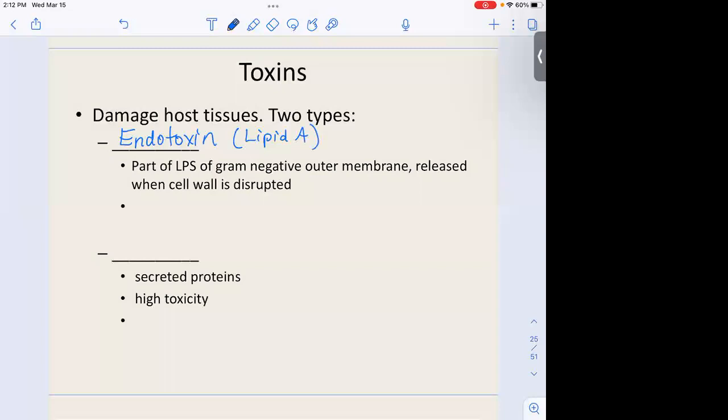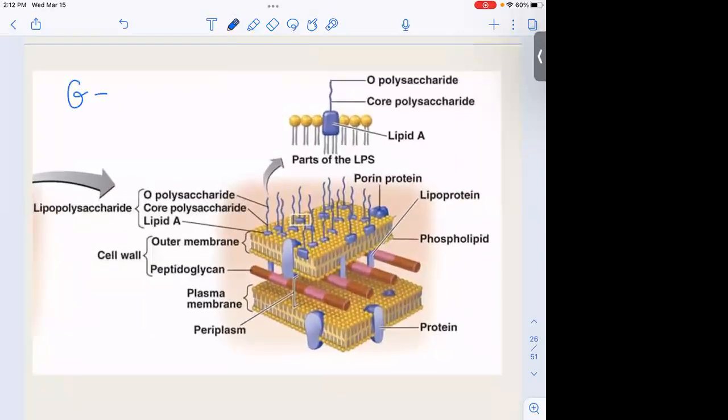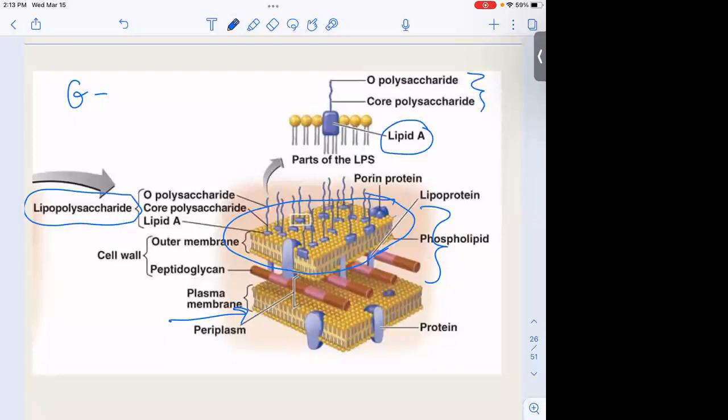So if you remember, let me flip to our cell wall structure. If you remember our gram-negative cell wall structure, here's the cell membrane, and then the cell wall is composed of those red rods. That's supposed to be peptidoglycan. And then the outer membrane, that's this whole portion out here. And embedded in that outer membrane is the lipopolysaccharide, which is composed of lipid A and 2 core polysaccharides. So that lipid A is the same thing as endotoxin.